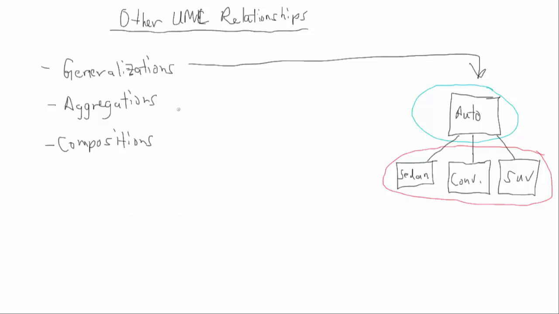So an aggregation is another possibility. And an aggregation would be basically just a group of individual things that are identified as one. So you could think of the players on a team.